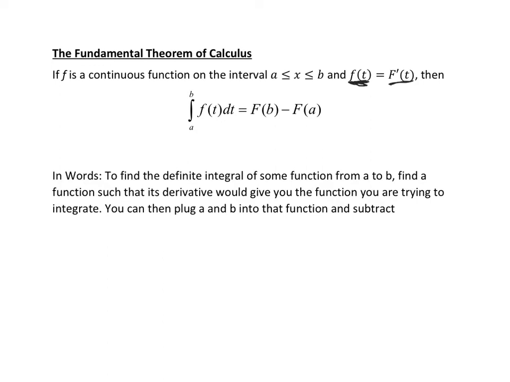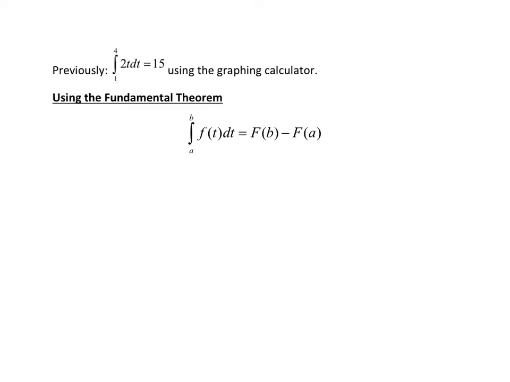So what does this mean in words? What this is saying is, to find the definite integral of some function from a to b, find some other function so that when you take its derivative, you get the function you're trying to integrate. You then plug in a and b and subtract them. So let's look at how to do this using that example that we just did. Previously, in our last example, we said the area from 1 to 4 under 2t dt equals 15, and that came from our graphing calculator.